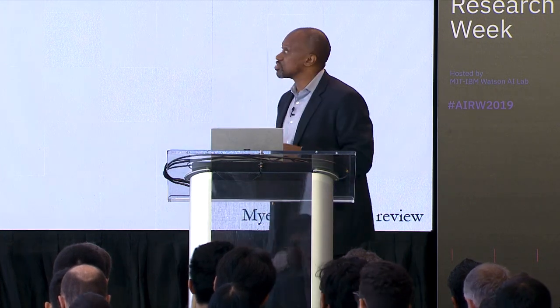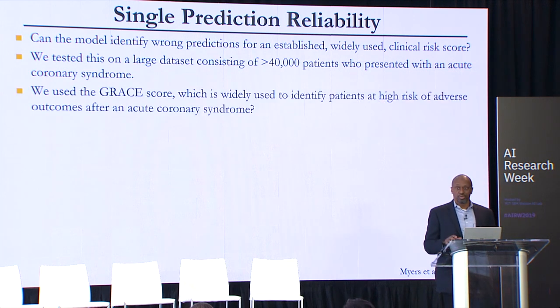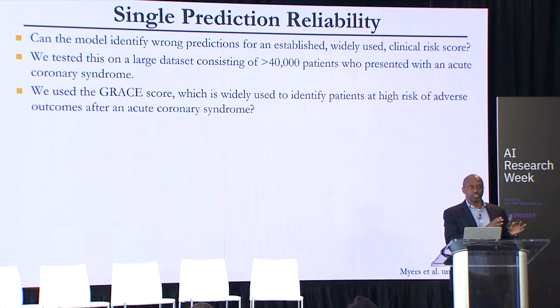Using old established data sets, we have access to an old registry used to develop a clinically established score for estimating the risk of patients who have an acute coronary syndrome. One simple way of thinking about acute coronary syndrome is that it's like a heart attack. Patients who had this phenomenon get enrolled in the registry, and you follow them over time. We had a subset of about 70,000 patients where we tested this. We use an established risk score that clinicians use all the time.